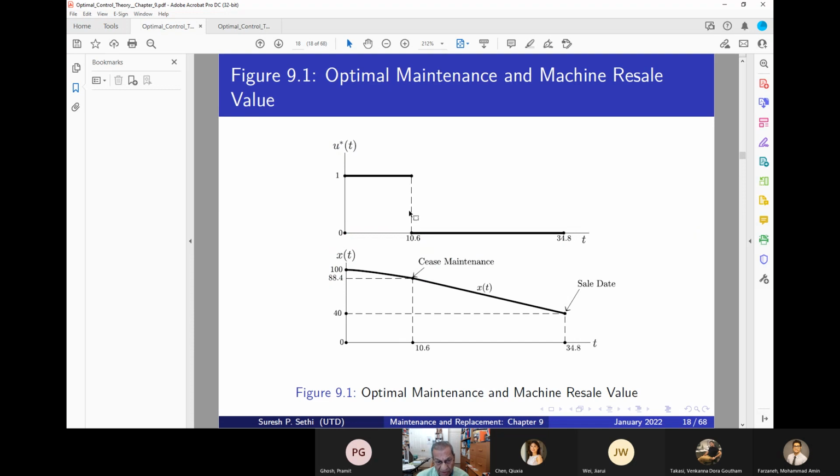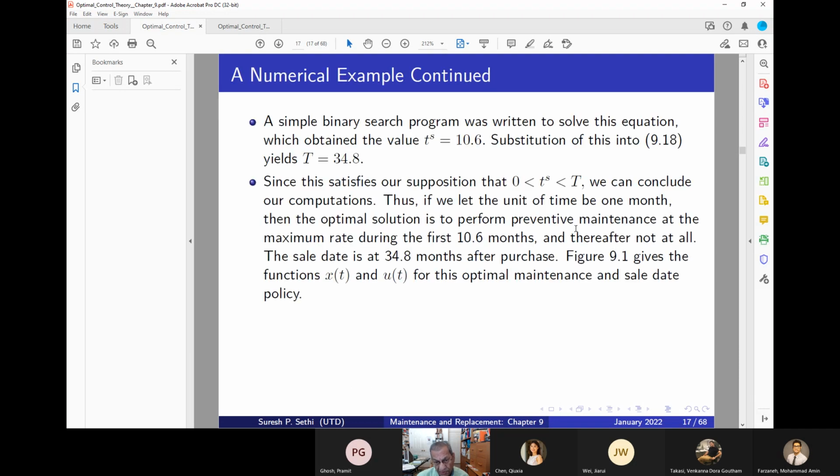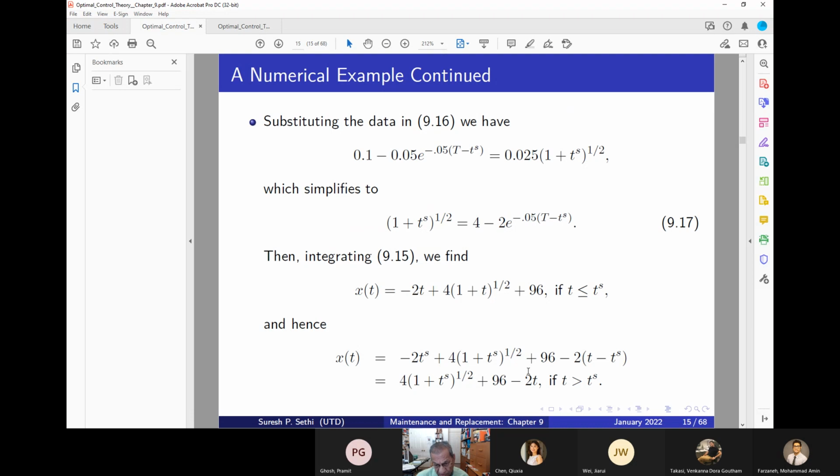The solution is capital U equal to 1, because capital U is 1. So maintain at rate 1 up to 10.6 and then go to 0. And then you can substitute these in the x equation.